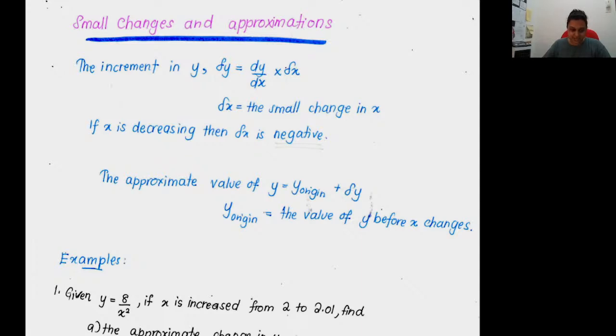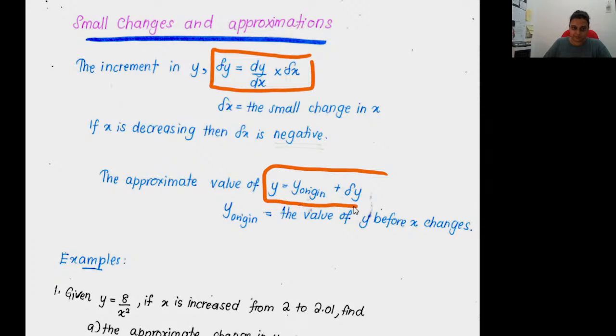Okay, let's look at the last part: small changes and approximation. For this one you need to know this formula and this formula. These two are important. Let's look at the first one. For small changes you have to use delta. You have to write the delta like that. You cannot just write a normal d, you will get it wrong. If I write delta y, that means small changes in y. If I write delta x, that means small changes in x. It depends.